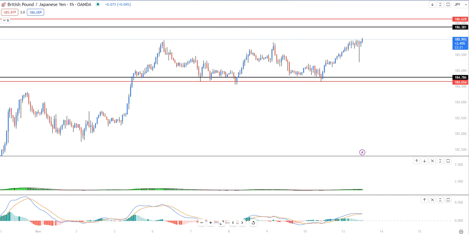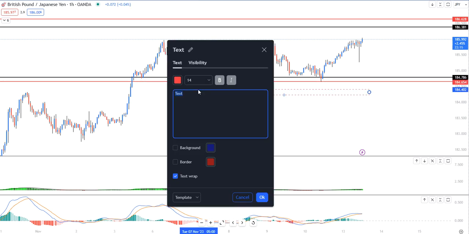What position are you going to take? That's what you want to ask yourself. Are you buying or are you selling? Buy or sell? That is the question, right?